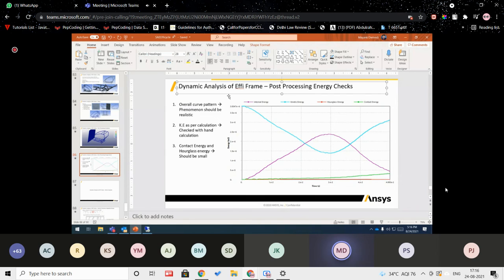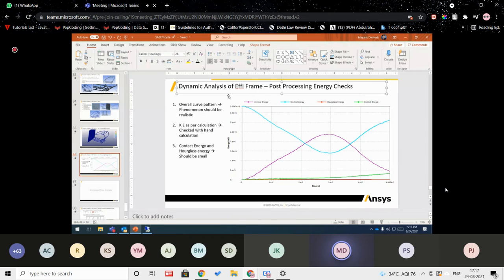And then the third check is the contact energy and hourglass energy. Hourglass energy is a phenomenon which you can take reference from a textbook, and on the net it is very well explained. You can understand from there. And contact energy is the contact which we have defined, how it is interacting. If it is penetrating, it will add some pseudo energy. So the computation of those energies will come here.